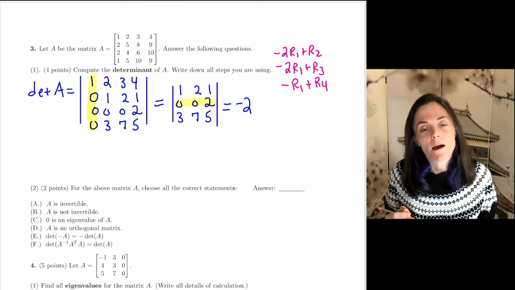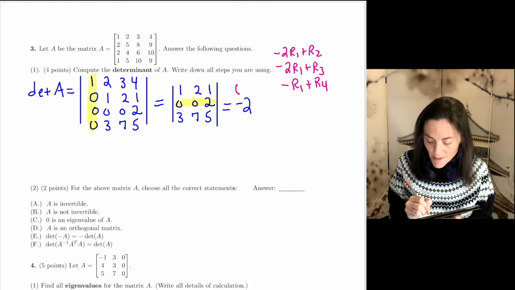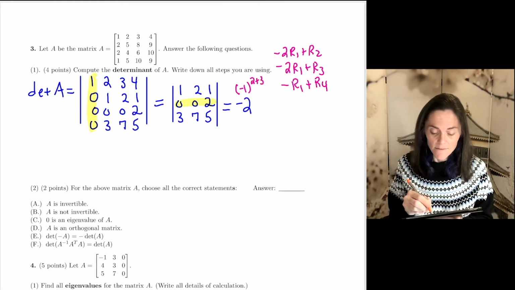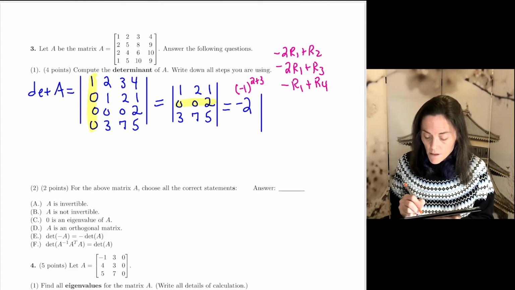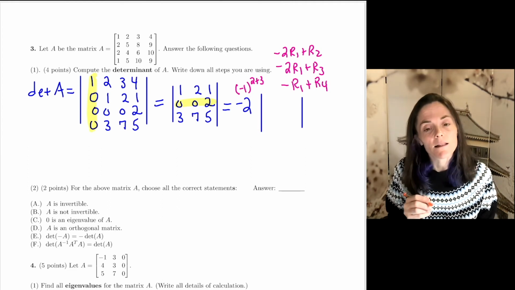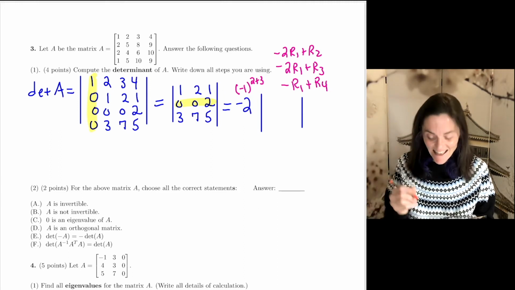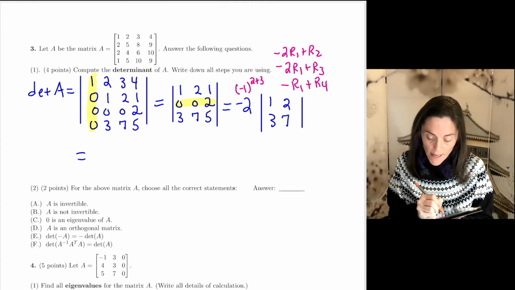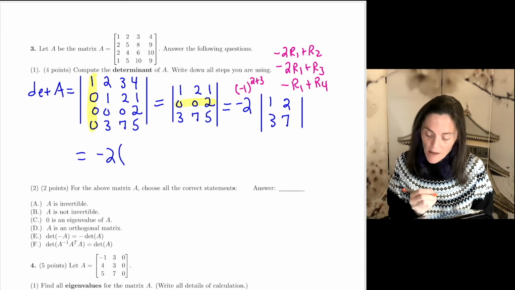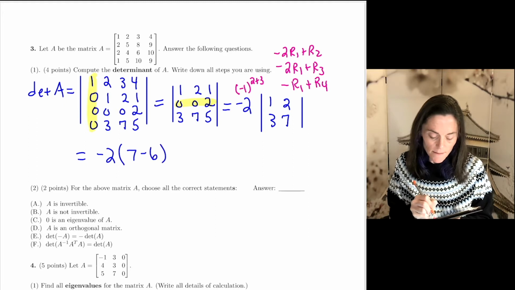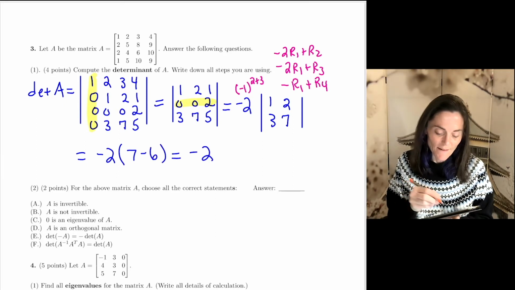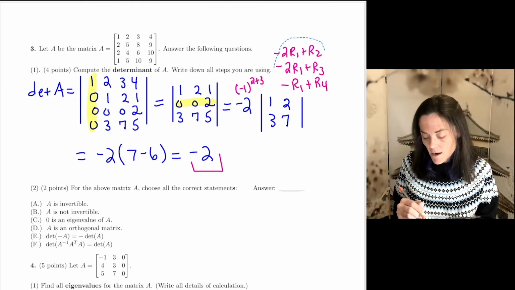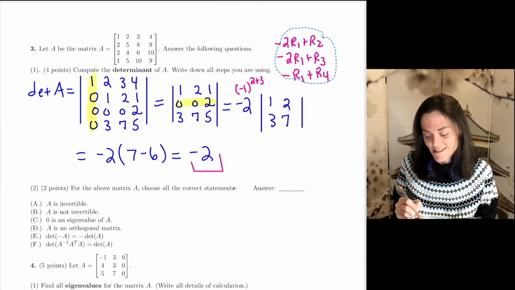Or if you want to think about the -1 to the row plus column, this is -1 to the row 2, column 3. This is how we see this is a negative number. And we will cross off the second row, third column. We have 1, 2, 3, 7. And now we have -2 times (7 - 6). The answer is -2. That could have been significantly longer of a calculation if I hadn't started off with these row operations.